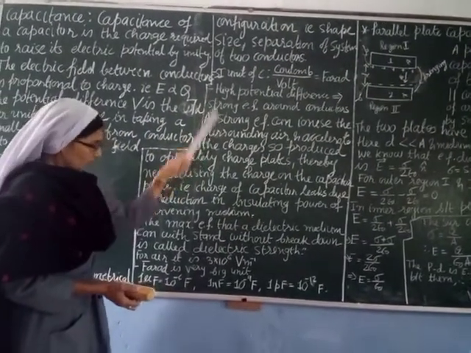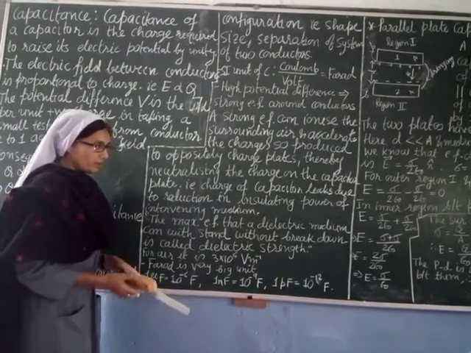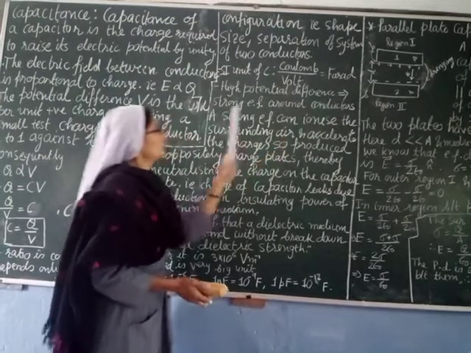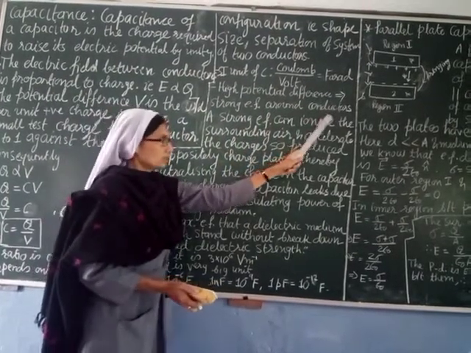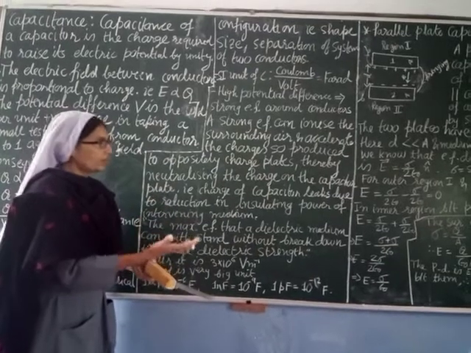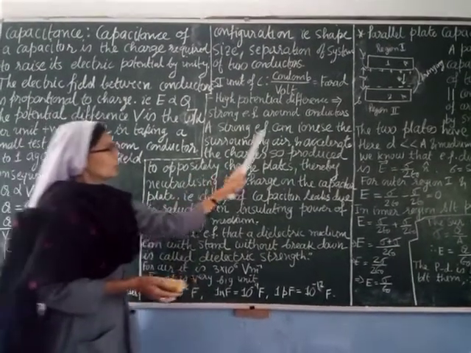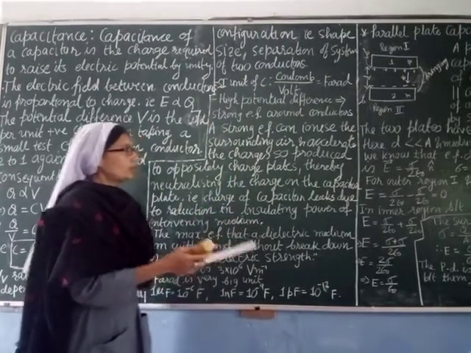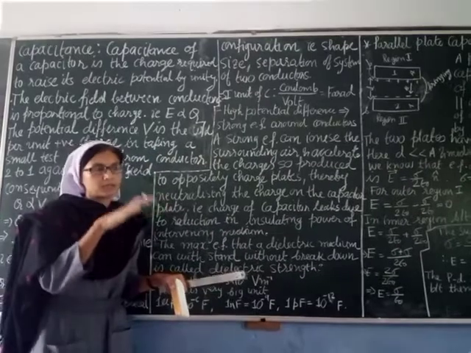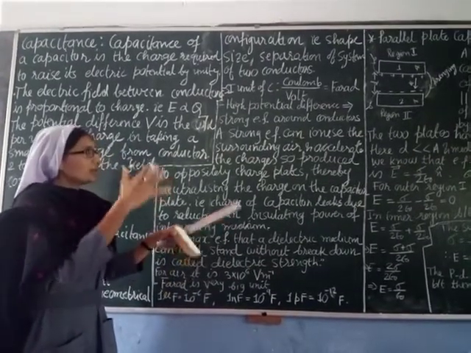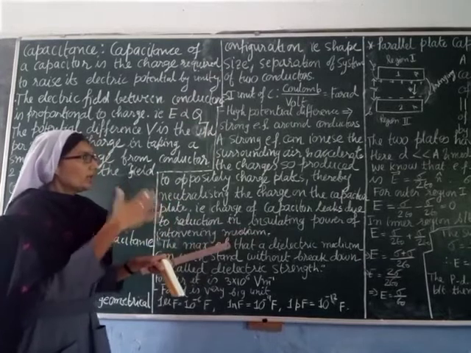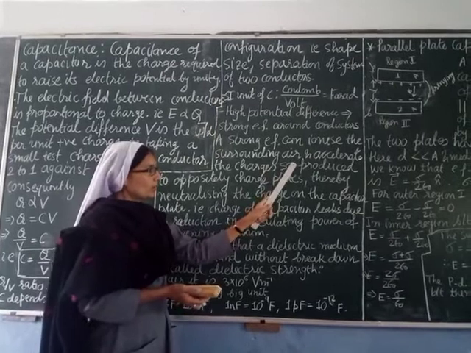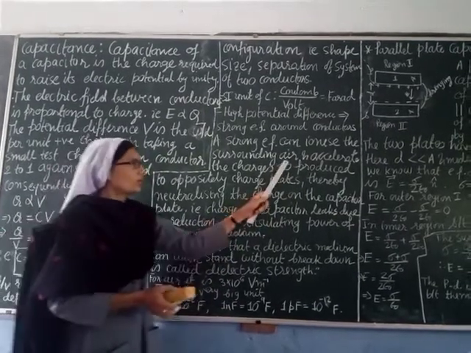Next I have defined the leakage of the voltage. Here I have written: high potential difference implies strong electric field around conductors. As potential increases, electric field increases. A strong electric field can ionize the surrounding air. A capacitor will have a certain limit. After a certain limit, as the charge increases and the electric field increases, it will try to ionize the air molecules. When air molecules are ionized, positive and negative ions are broken from the molecule.